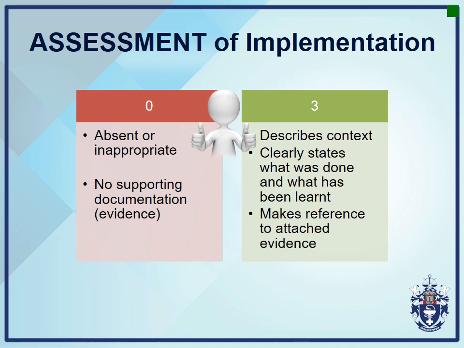For the assessment of implementation, you would get a 0 if it is absent or inappropriate. No supporting documentation or evidence for your implementation is definitely a 0. A 3 would be when you describe in context the what, where, when and how process, what was done and what was learned, and make reference to the attached evidence and link it to the behavioral statements. Very, very important that you link your evidence, annotate it, and link it to your behavioral statements.